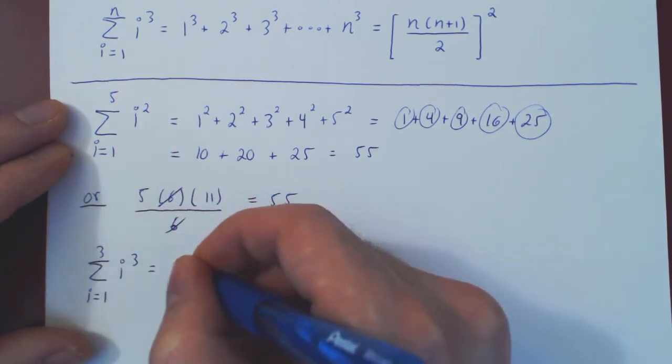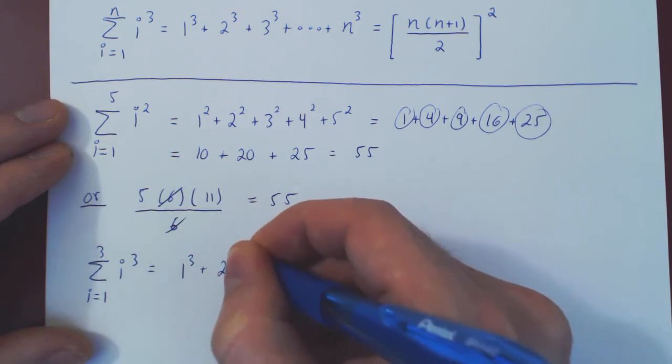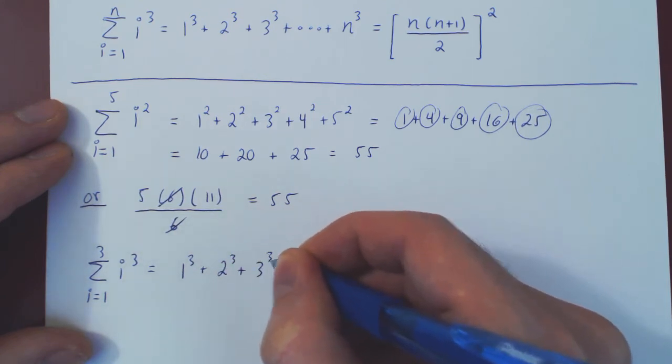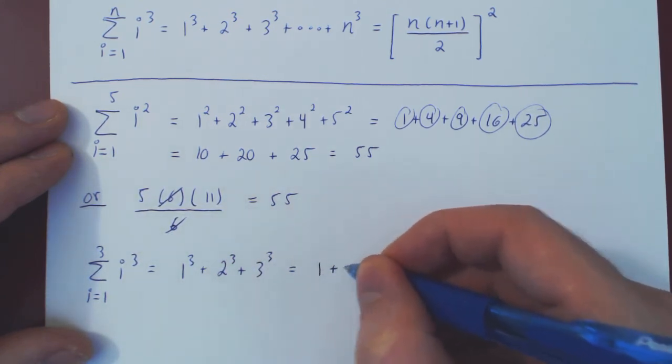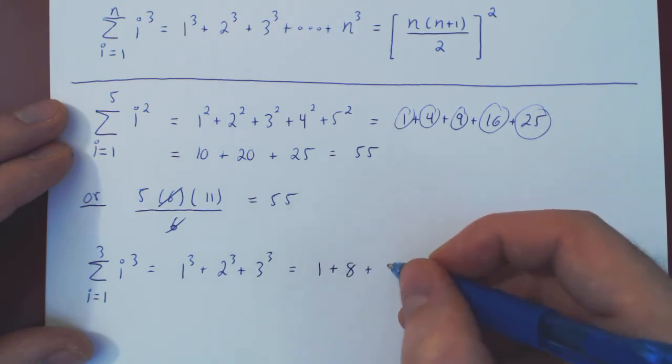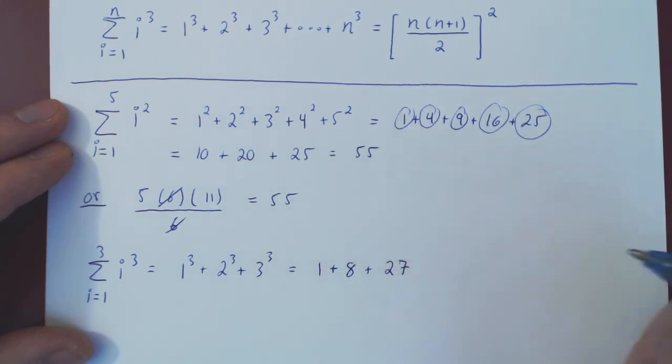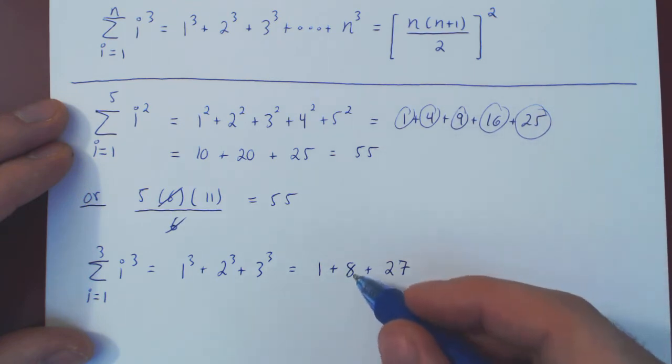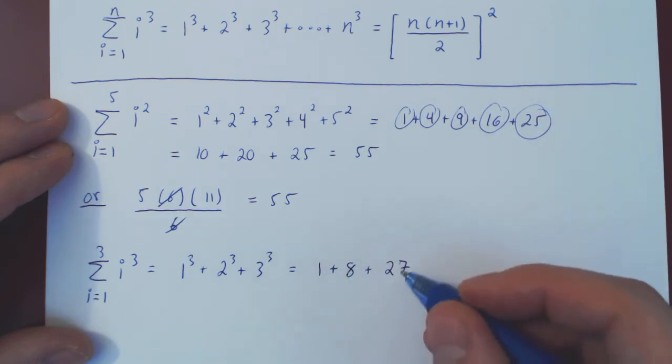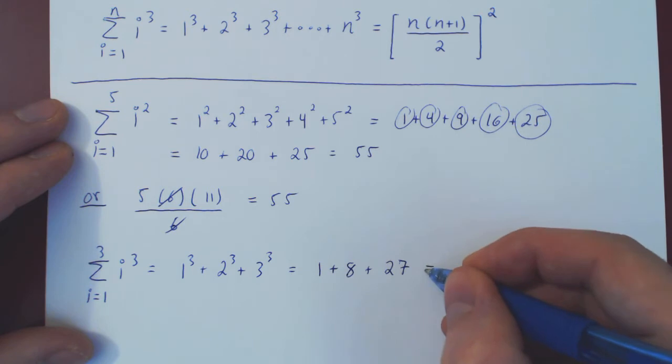First, brute force. This would be 1 cubed plus 2 cubed plus 3 cubed. Well, this is 1, if you cube, plus 8, plus 27. 1 plus 8 is 9, plus 27 is 36.